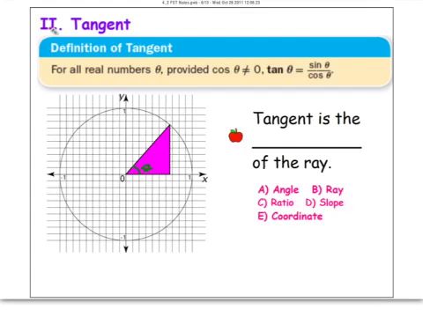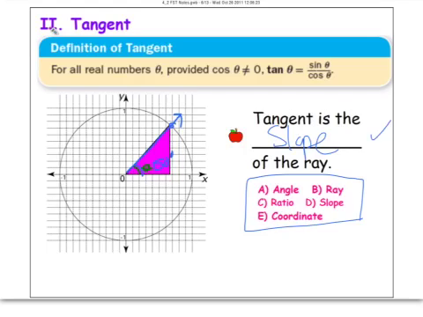Now we did talk about tangent already, but let's just figure out how to fill in the blank. Tangent is the blank of the ray. If you had to choose between these 5 words, tangent is what we call the slope of the ray. Now, the ray is the angle movement. So there's the ray of this angle movement. Let's say it's about 50 degrees.